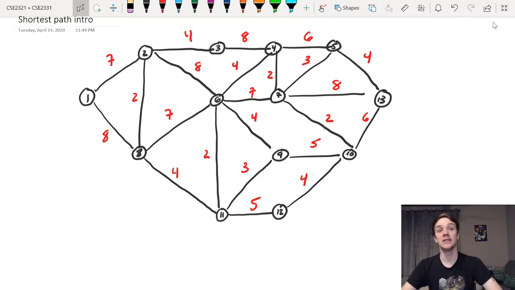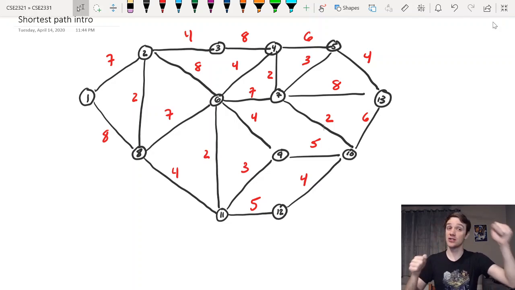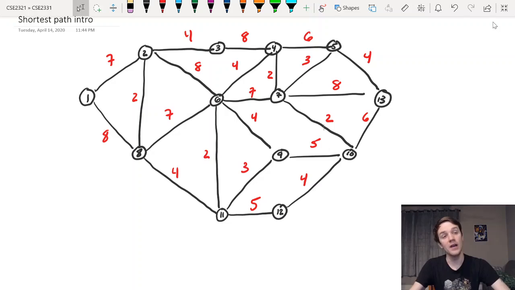Hello everyone. In this video we're going to be introducing another algorithm called the shortest path algorithm. This is going to be somewhat similar to our minimum spanning tree work. We're again trying to find something to minimize. Our goal here, given two vertices, is: what is the shortest way I can walk across a weighted graph to get between them?